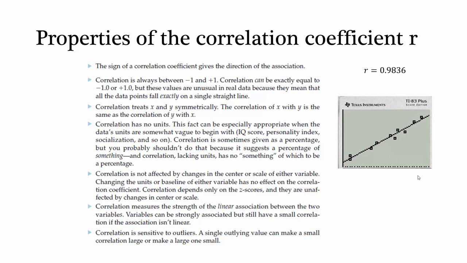So when we see our trend line plotted through our data here on our calculator screen, we can see that the points fall very close to the line and they're following that linear pattern, so it makes sense that r is very close to 1.